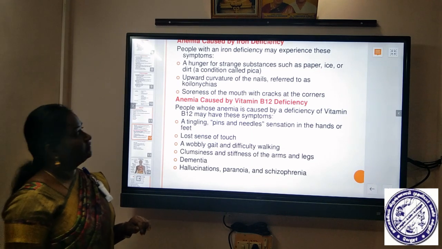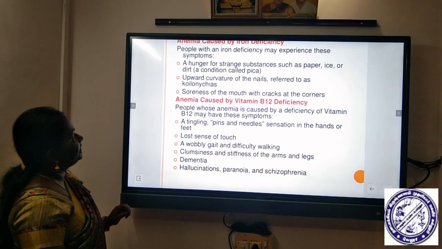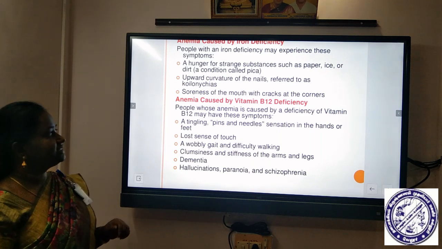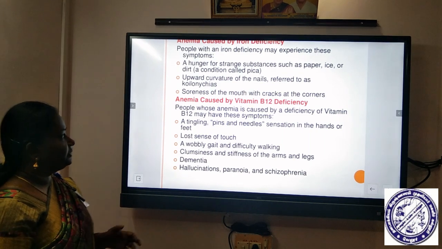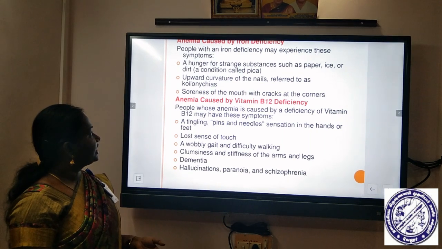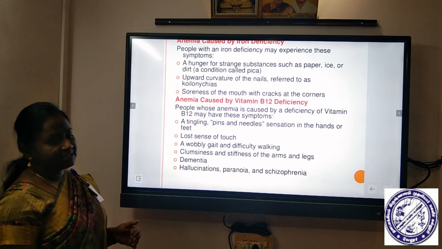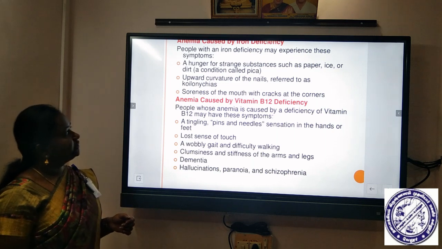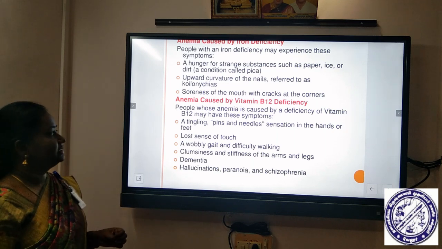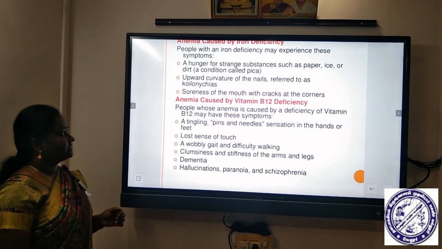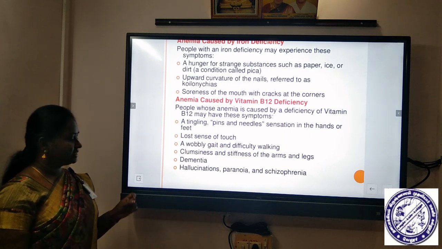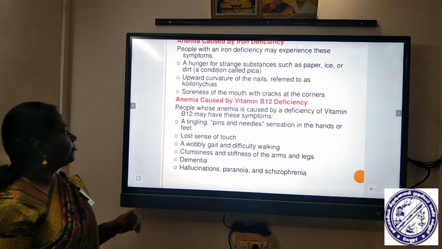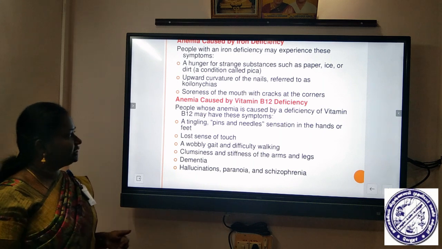So anemia is caused by iron deficiency. Some people with iron deficiency may experience this type of symptom, that is hunger for strange substances. You may notice some people will eat paper or ice or some dirt. So these types of strange hungers are also symptoms of iron deficiency anemia. And upward curvature of the nails, referred to as koilonychia. Upward curvature of the nails means the nails will look different, and soreness of the mouth and cracks at the corners. And anemia is also caused by vitamin B12 deficiency.